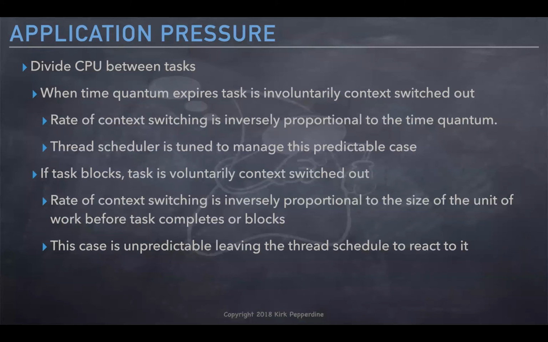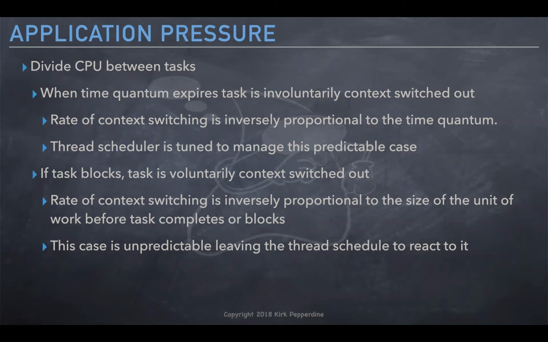Right. So a little bit more of the mechanics here. When the time quantum expires, the task is said to be involuntarily context switched out. Under these conditions, the rate of context switching is inversely proportional to the time quantum. And this is a very predictable situation. So the thread scheduler is able to tune it, to manage things so that it can always keep things going. If it's predictable, it can say, well, I need to do something here in order to keep feeding the beast.